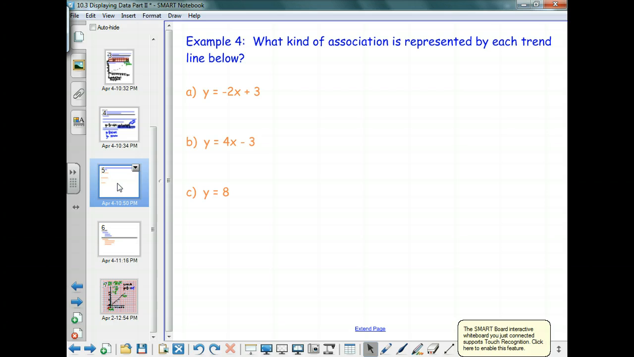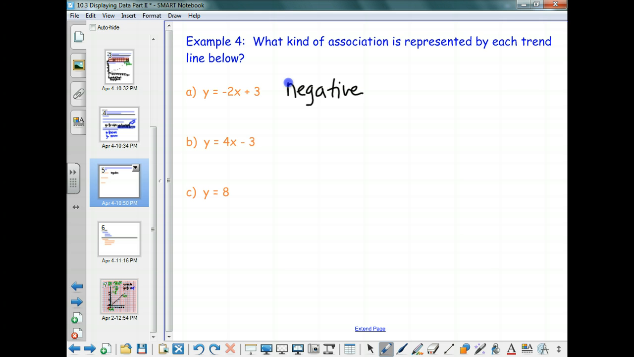All right, one last question, quickie. The question is simply asking, what kind of associations do you have? So I have three equations of lines here. What is the association for the first line? Negative. It's negative. How do you know, Caleb? The slope's negative. What's the second association? It's positive.